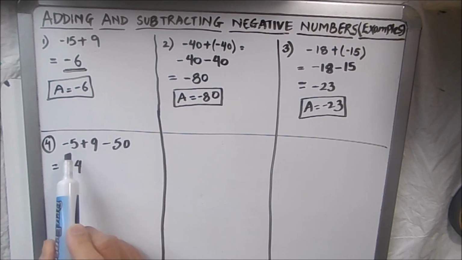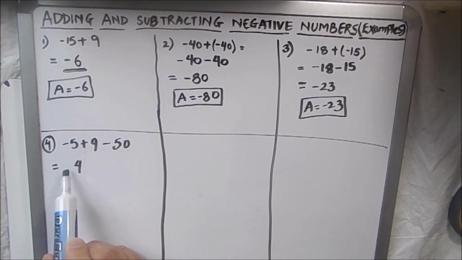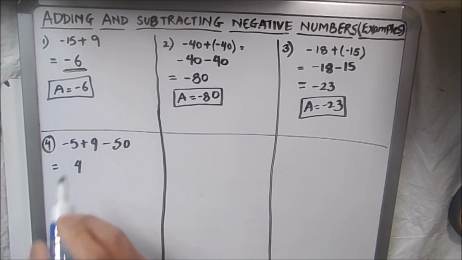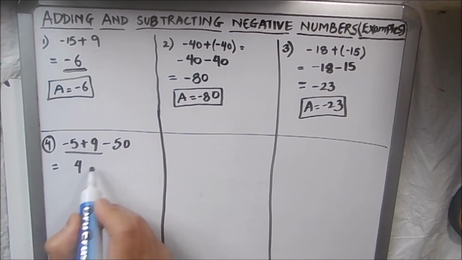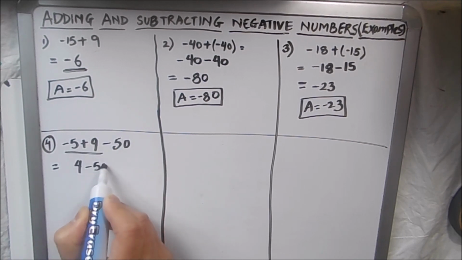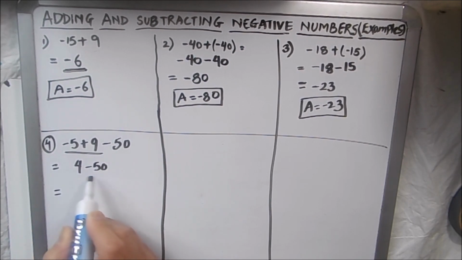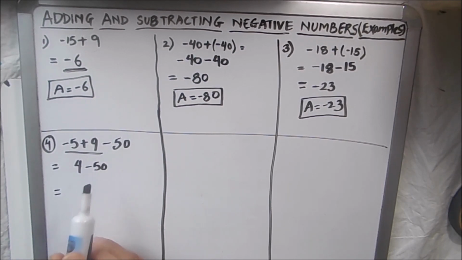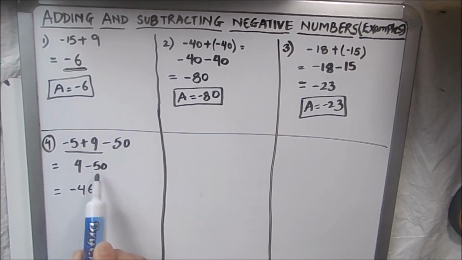And the sign will be, as 9 is positive, so always there will be the sign of the bigger numerical value number, which is plus. So plus 4 will be our answer from these two, and then we'll write it down. So 4 minus 50. So here the two numbers are of the opposite sign, so the operation will be subtraction. So 50 minus 4 is 46 and the sign will be negative because 50 is bigger than 4. So our answer here is minus 46.